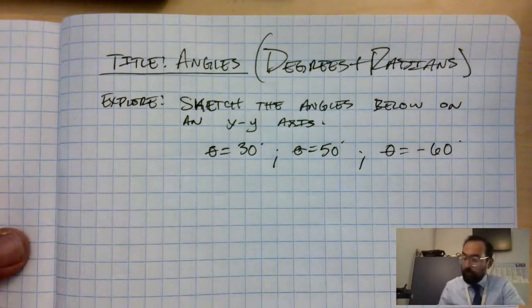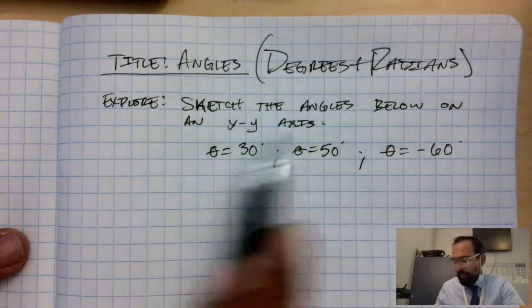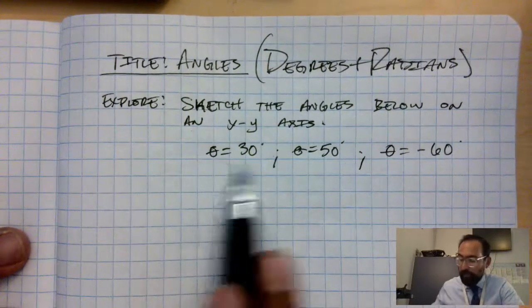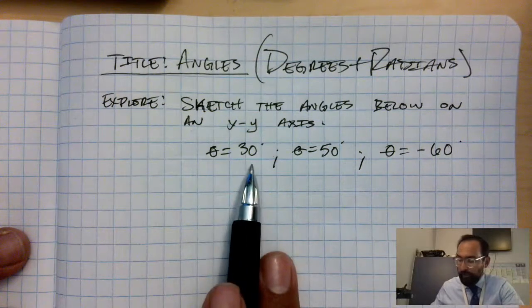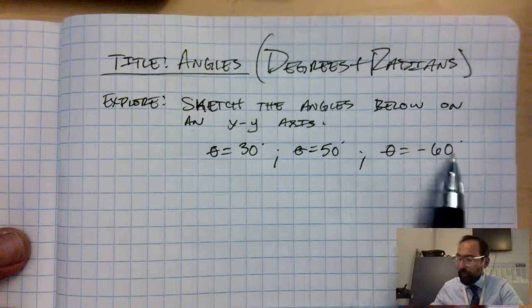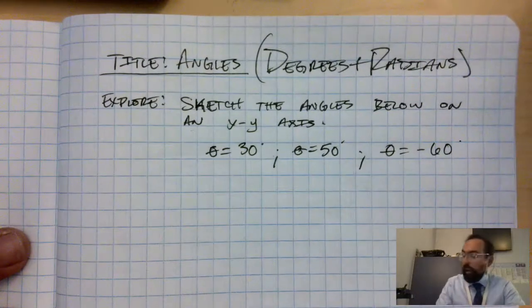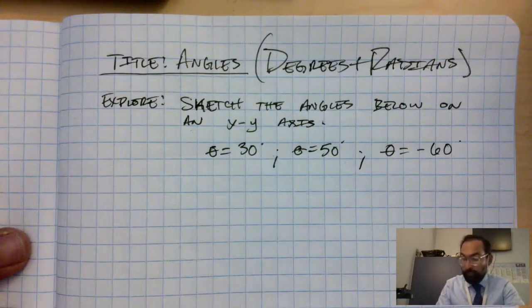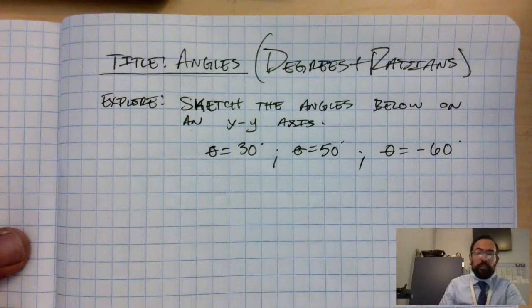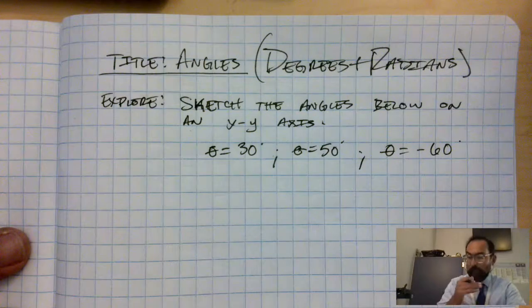The first thing I want you to do, you don't have to copy this down, but I do want you to try this on your own. I want you to pause the video after I give you your instructions here. Sketch the angles 30 degrees, 50 degrees, and negative 60 degrees in your notes. Go ahead and pause the video, sketch those angles real quick, and then come back to the video.